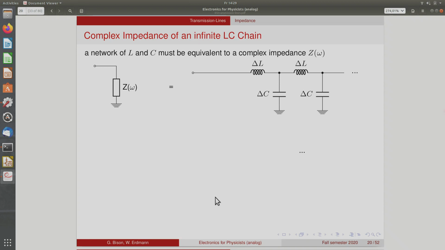Yeah, before we start talking about complex impedances, I think we take a break now. Do you have questions? No? Okay. Great. Then we have a 15 minutes break.